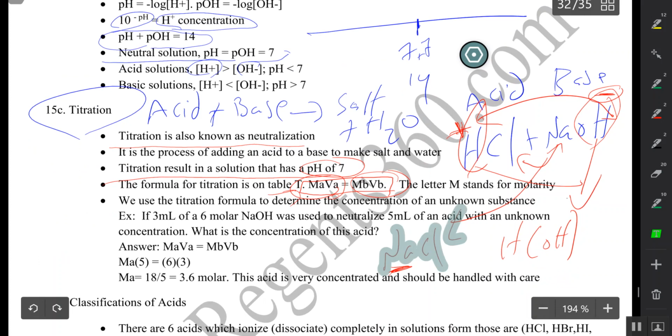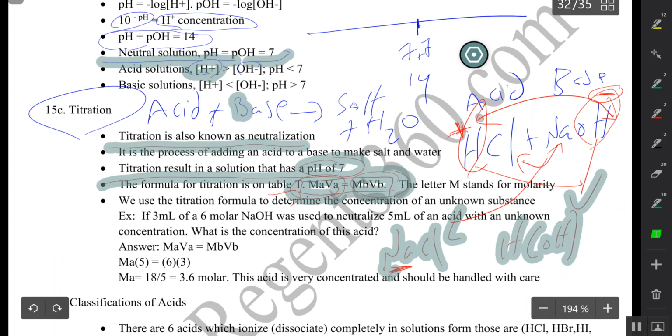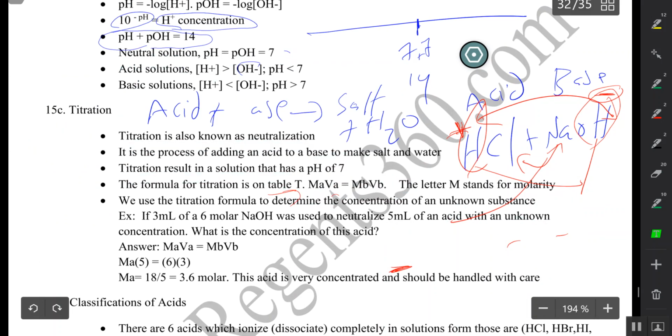So here's an example. If 3 milliliters of a 6 molar NaOH was used to neutralize 5 milliliters of an acid with an unknown concentration, what is the concentration of the acid? What do I know? My molarity of the base.